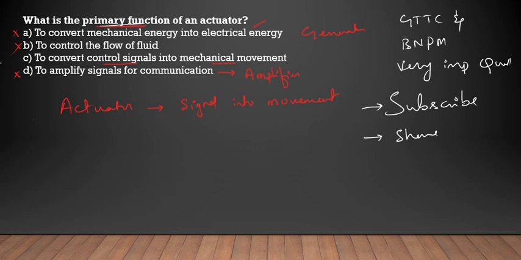Whereas the right option which is suitable is the third option, that is C. To convert a control signal into a mechanical movement is perfectly suitable for the question which is asked. Okay, so the right answer for the question is C, guys. To convert control signals into a mechanical movement. Here the control signal means it is electric signals. Okay, it is electric signals.